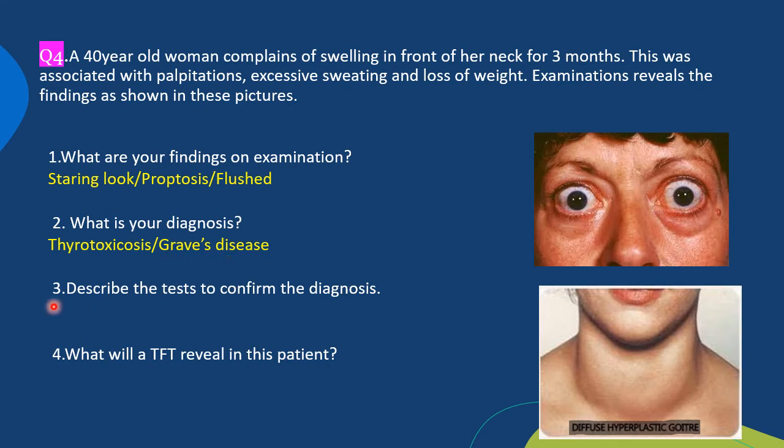Next question. Describe the test to confirm the diagnosis. Thyroid function test, which consists of T3, T4, and TSH levels. Ultrasound of the neck and thyroid. What will a TFT or thyroid function test reveal in this patient? Answer: there will be decreased TSH but raised T3 and T4.